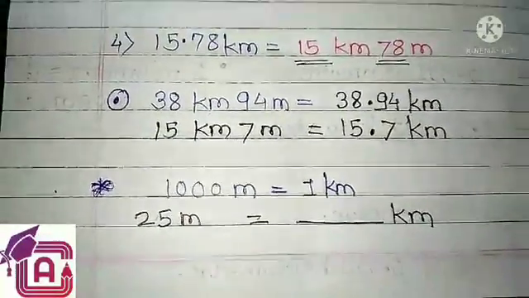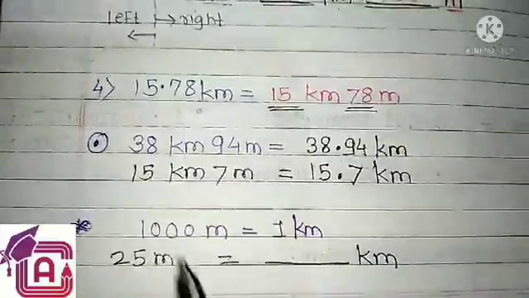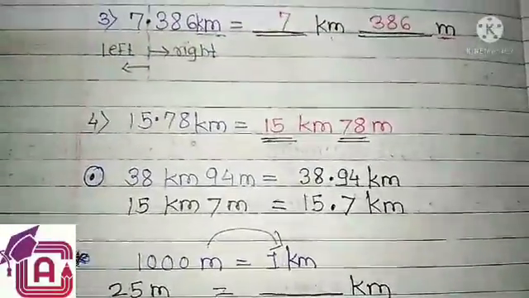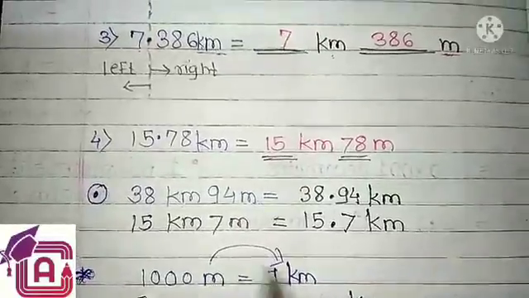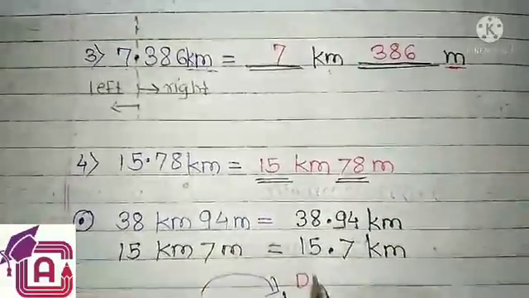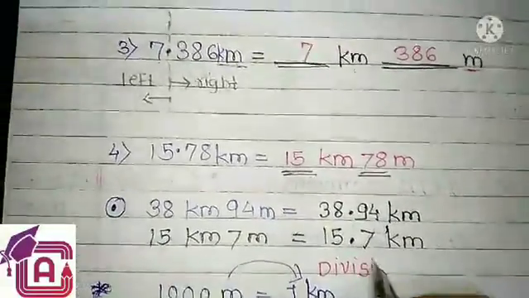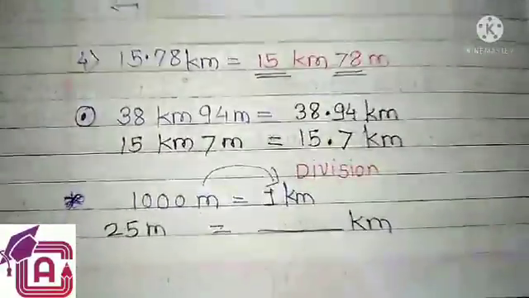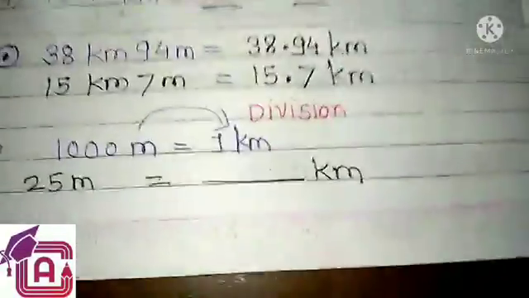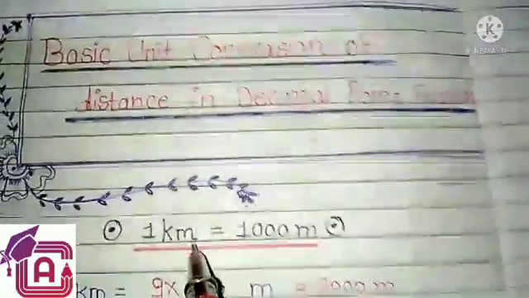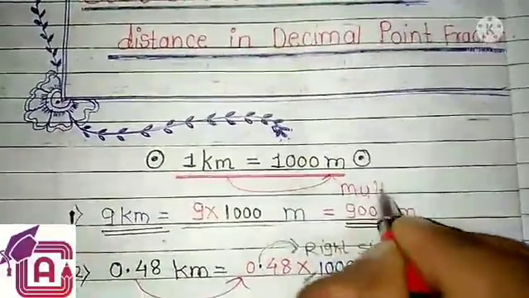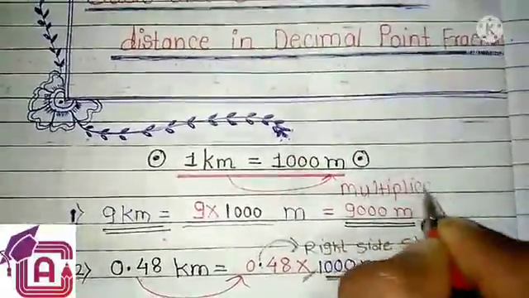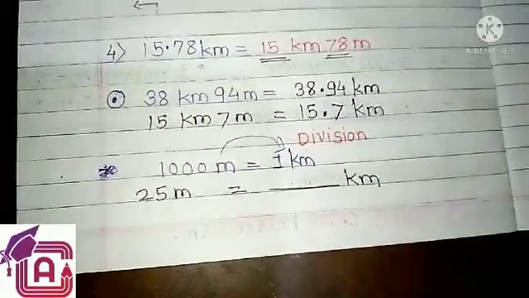So what we are doing? When the opposite operation is there, when meter to kilometer is there, means smaller to bigger, which operation are we performing? We already learned that we have to perform division. And when bigger to smaller, we have to perform multiplication. Now perform the division operation.